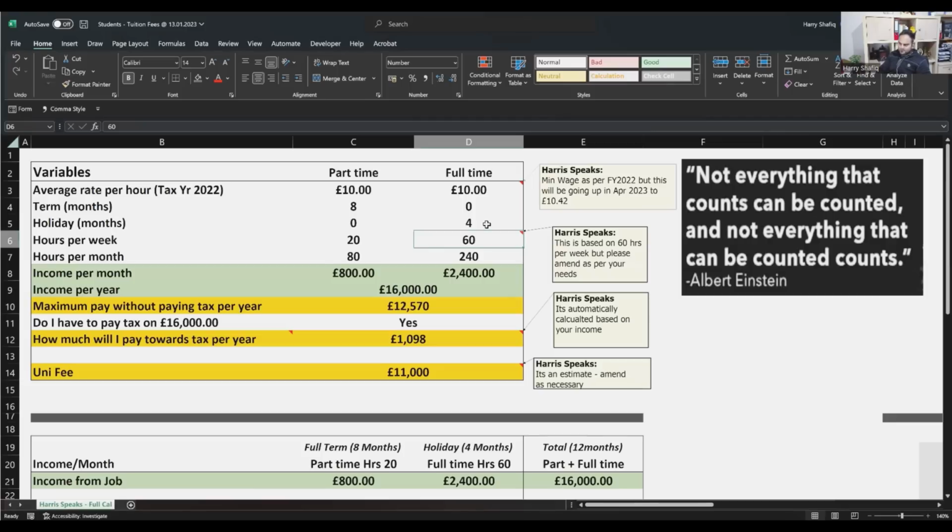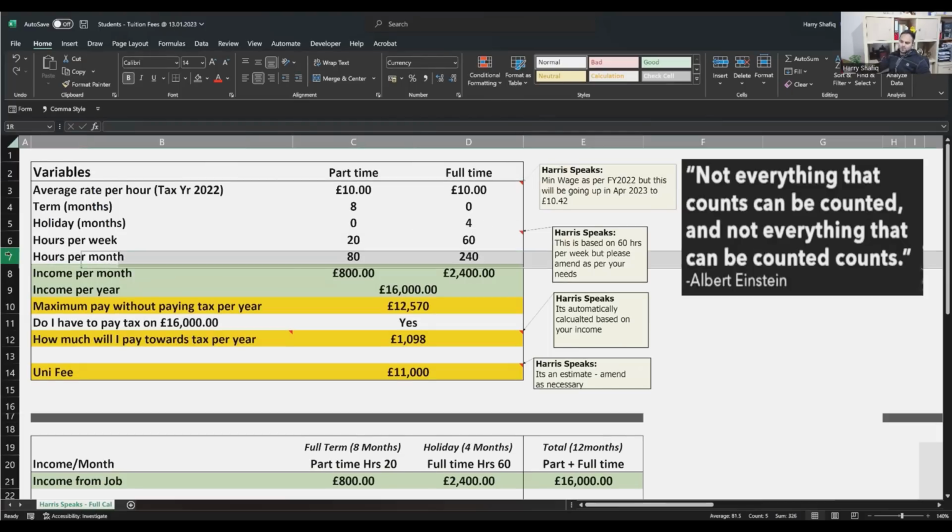Let's say you might not get 60 hours per week when you have holidays. Perhaps you're only getting 48 hours. So change it as per your needs. Then we have hours per month, then full time, and then we have income per month. Then we have income per year.